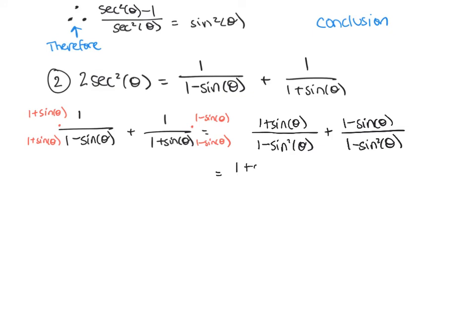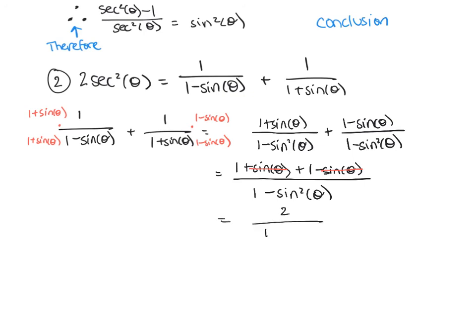So I have 1 plus sine of theta plus 1 minus sine of theta over 1 minus sine squared theta. I look at that numerator and I go, okay, I have a sine of theta and a minus sine of theta. Those can cancel out. And I got a 1 and a 1 giving me a 2. So this is going to be 2 over 1 minus sine squared theta.